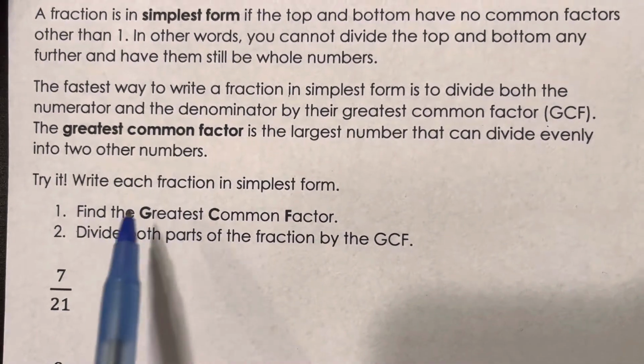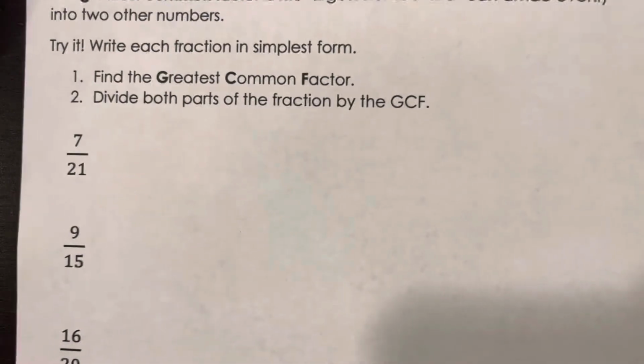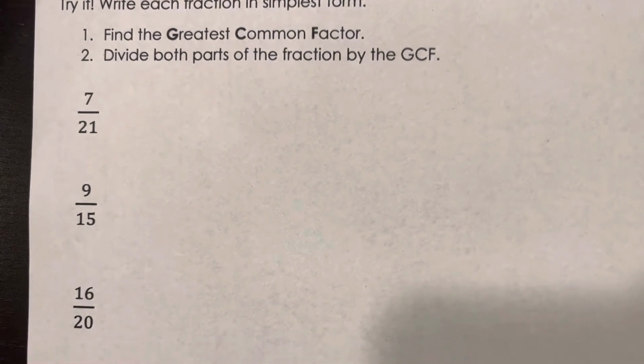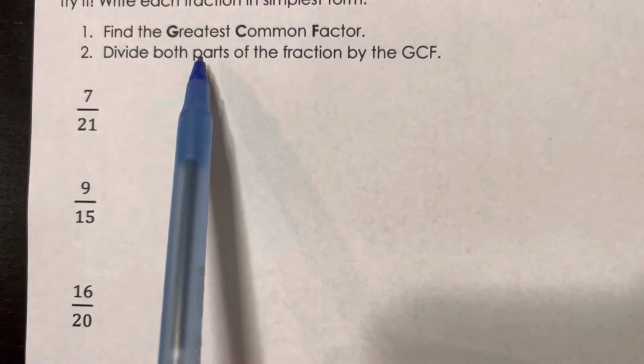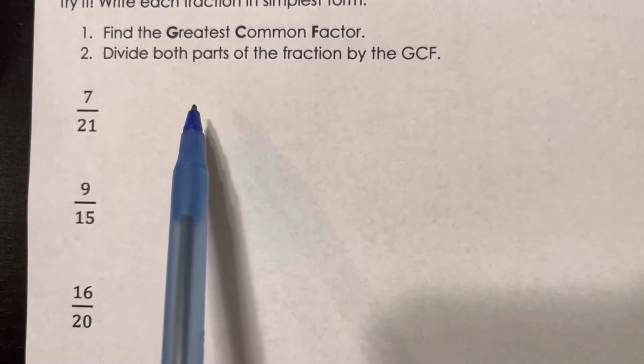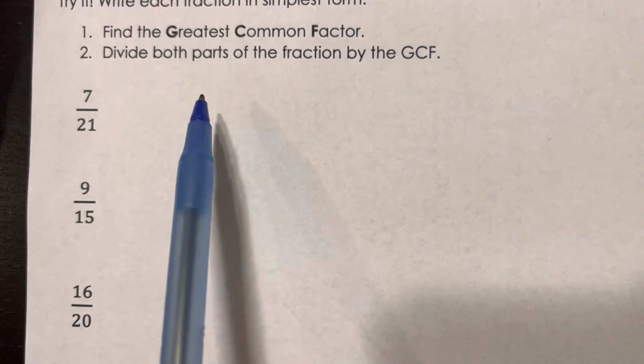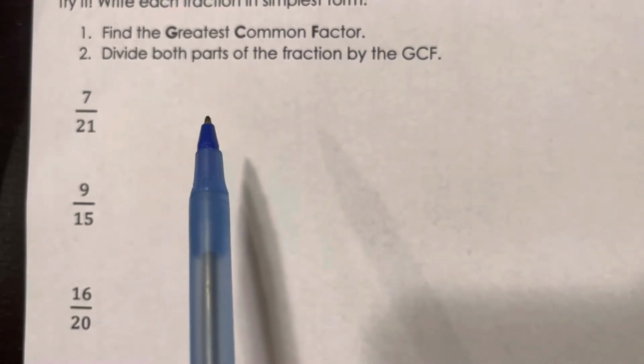So I have try it. Let's write each fraction in simplest form. And basically all you have to do to write fractions in simplest form is, number 1, you find the greatest common factor. And the second thing you do is you divide both the numerator and denominator by that GCF.